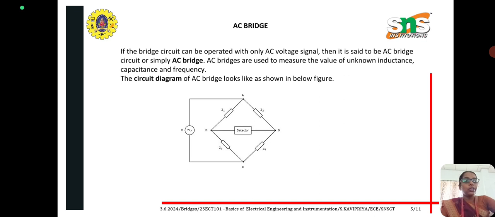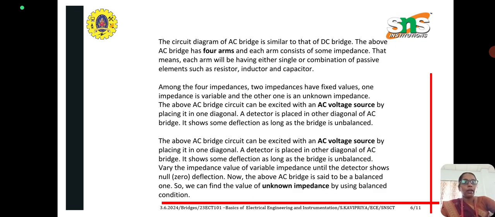Under the AC bridge, if the bridge circuit is operated using an AC voltage, then we call it an AC bridge circuit or simply an AC bridge. AC bridges are used to measure the value of unknown inductance and capacitance, and also for measuring frequency. This is the circuit diagram of the AC bridge. It has four impedances, a detector or galvanometer, and a supply. The circuit diagram is similar to that of the DC bridge.